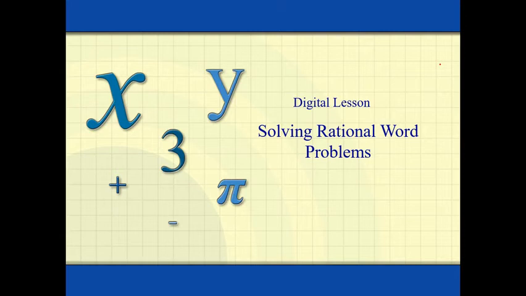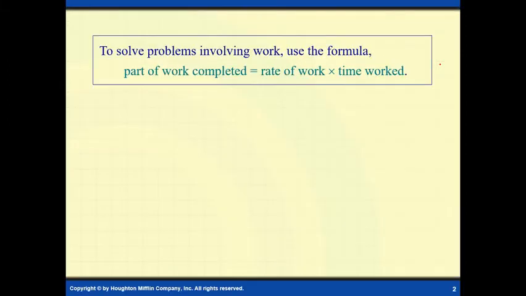So we're going to take a look at solving rational word problems with our rational expressions, rational function unit. To solve problems involving work, we're going to look at this formula. Part of the work completed equals the rate of work times the time worked. Now, please notice that you do have guided notes for this, and I would recommend that you use it.